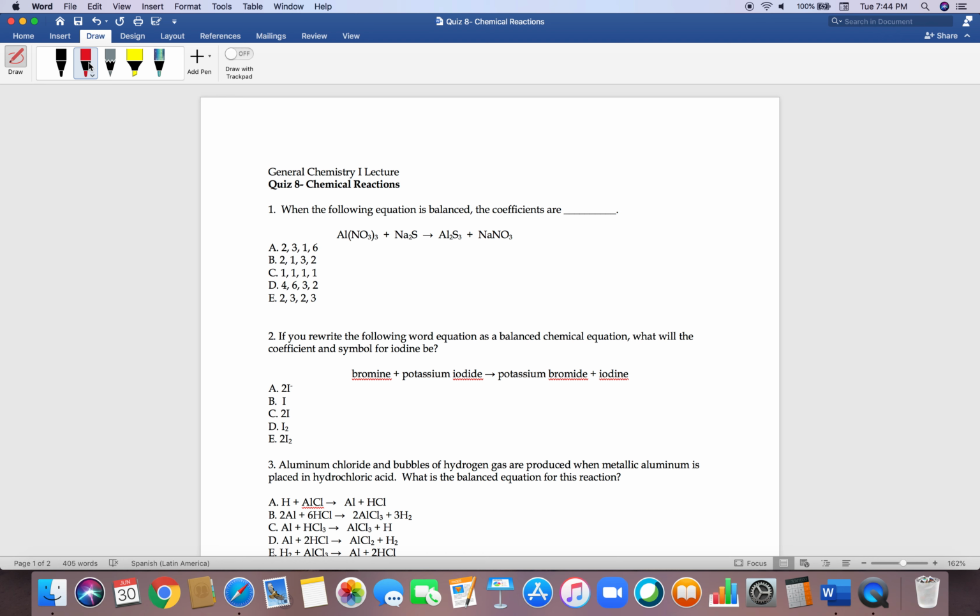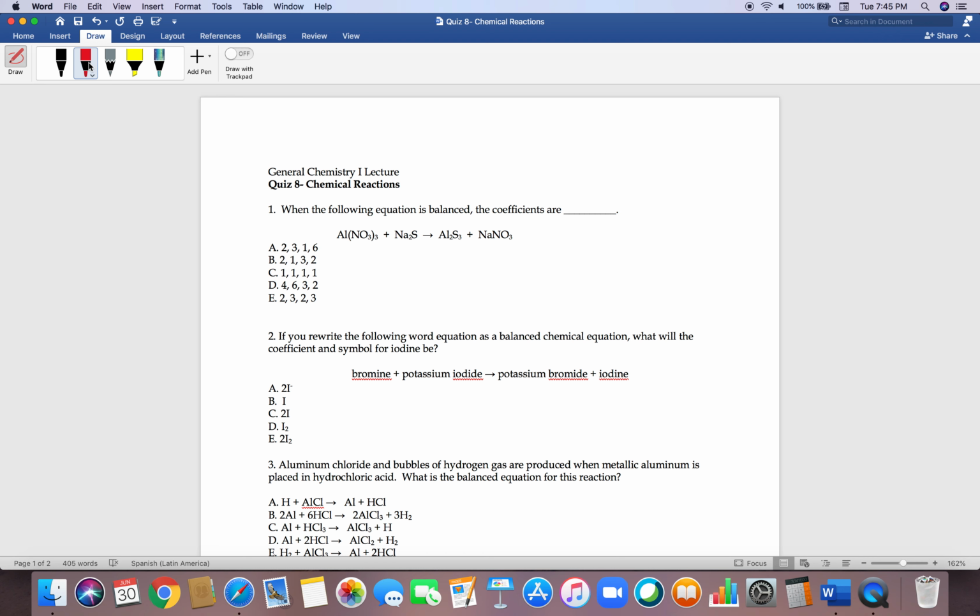So our first question asks us, when the following equation is balanced, the coefficients are. This is a typical type of question you'll see from me. When the following equation is balanced, what are the coefficients on the compounds in the equation? We can see that aluminum nitrate is reacting with sodium sulfide to form aluminum sulfide and sodium nitrate. So we need to balance this equation, meaning we need to put whole number coefficients in front of each compound to ensure that the same number of atoms of each element exist on each side.